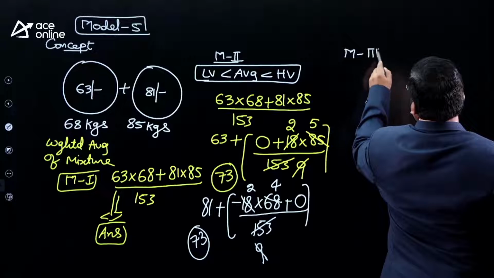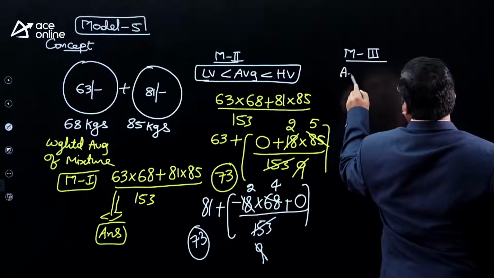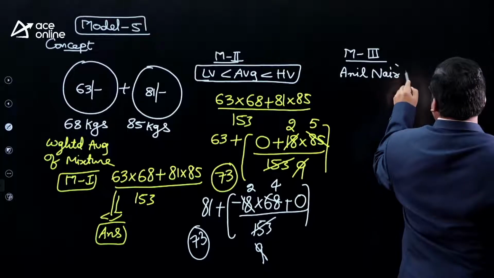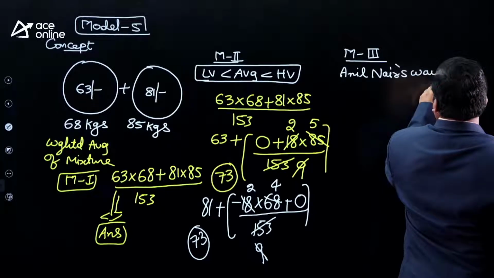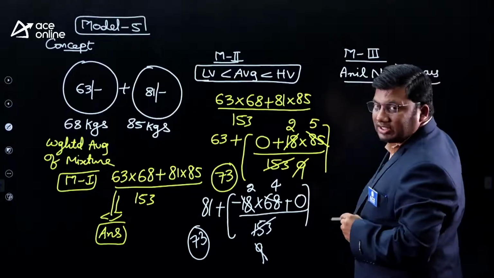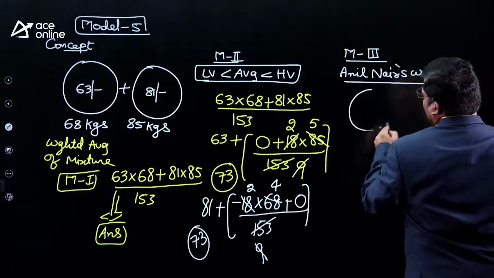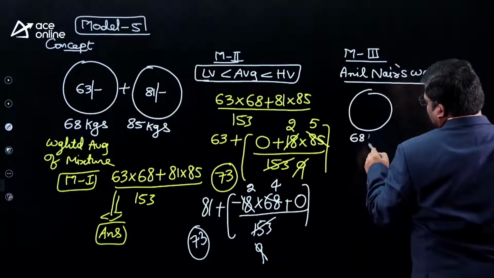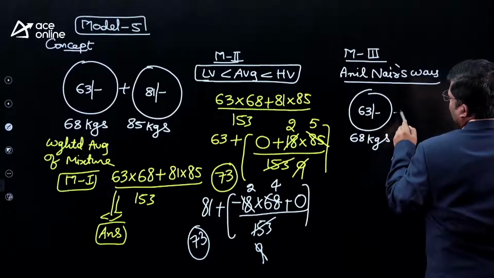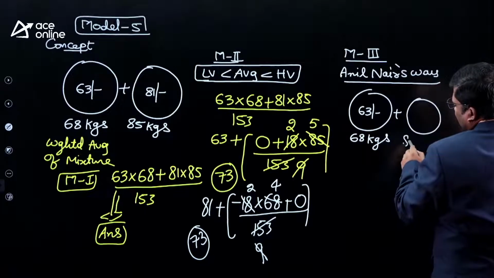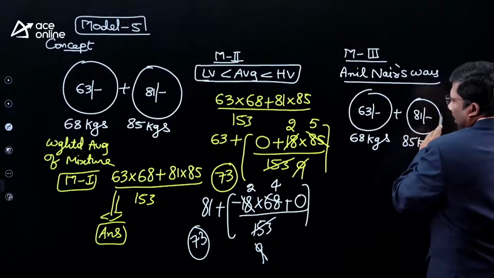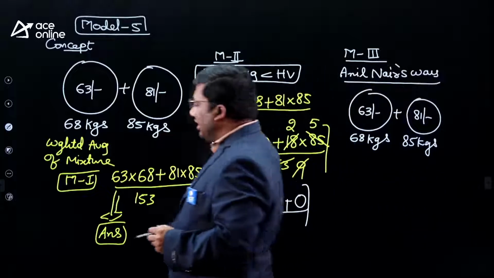Method 3. If this question is given to me, how will I solve this question? Anil Nair's way of solving a question. See here, sir. In a single step, you will get the answer. 68 kgs of rice costing 63 rupees is combined with 85 kgs of rice costing 81. Listen carefully, sir. Costing 81.